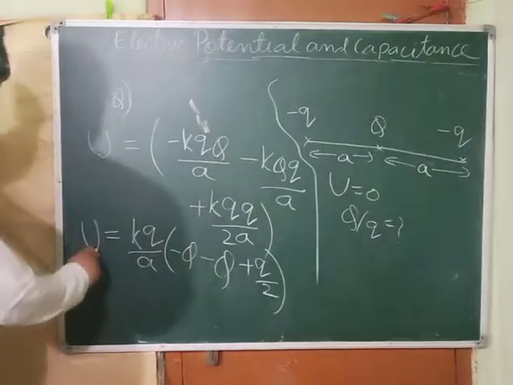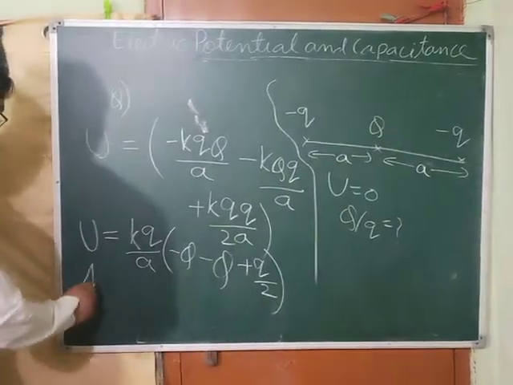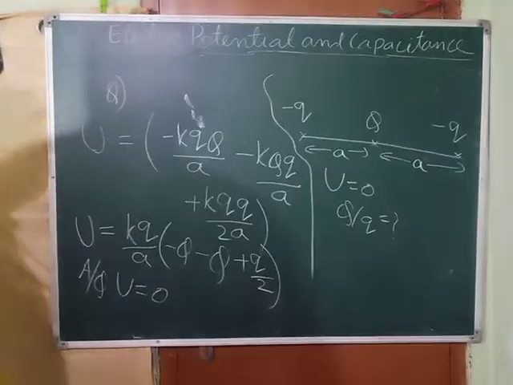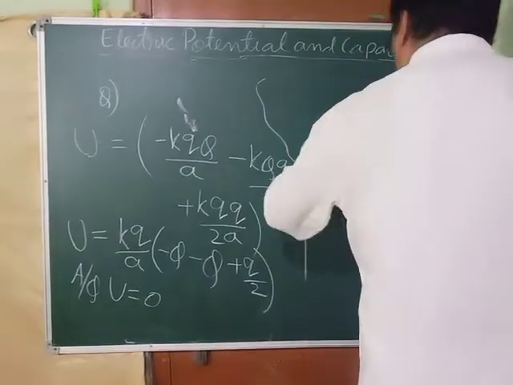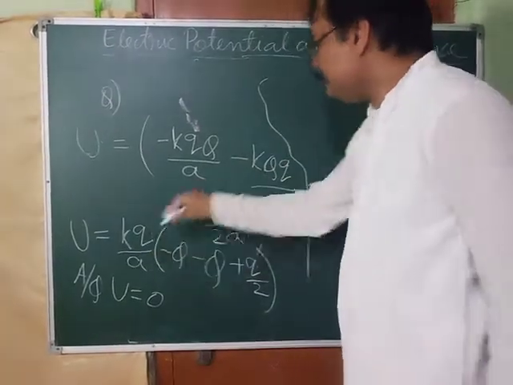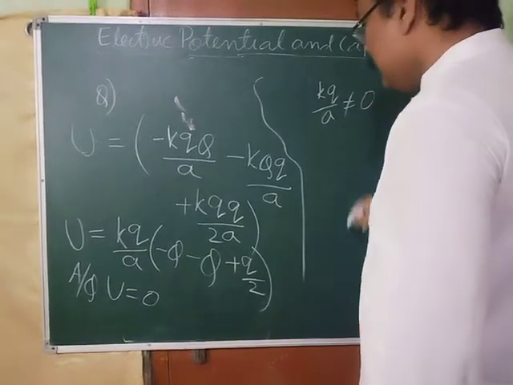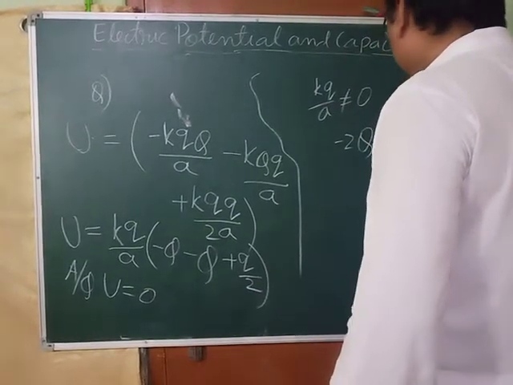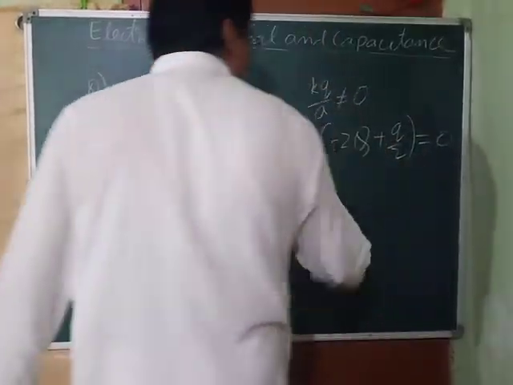This is the potential energy. According to the question, this potential energy is 0. So what do we have to do? According to the question, U is equal to 0. As U is 0, this K q by a cannot be 0. This implies that this minus Q, minus 2q plus q by 2, is equal to 0. This can be 0.